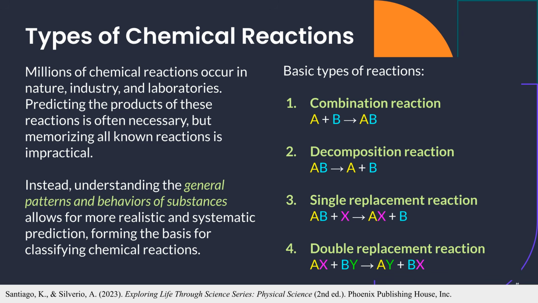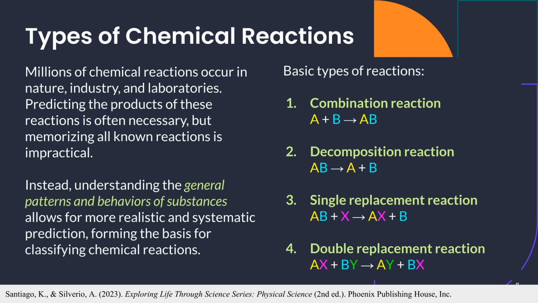There are millions of chemical reactions, but memorizing all of them is unrealistic. Instead, chemists classify reactions based on common patterns. By recognizing these patterns, it becomes easier to predict what products will form. The 4 basic types shown here are combination, decomposition, single replacement, and double replacement reactions.